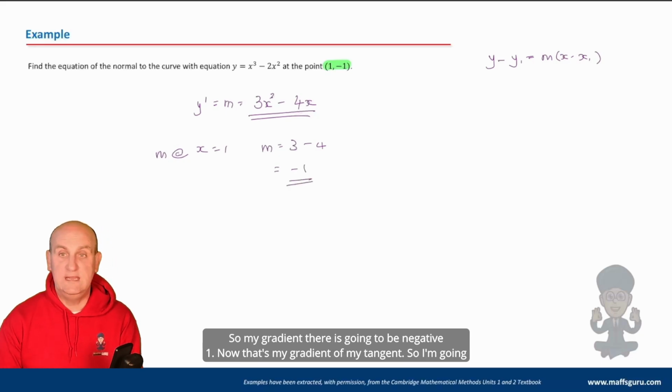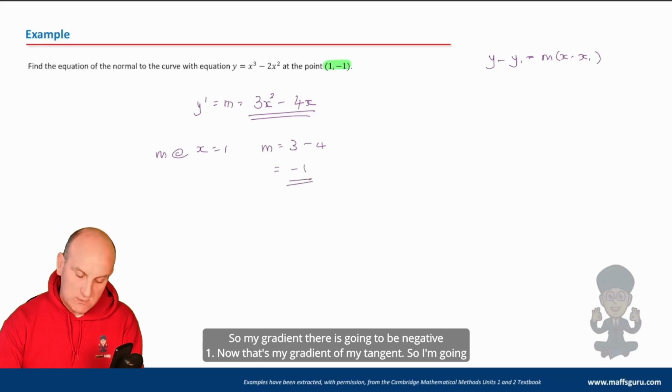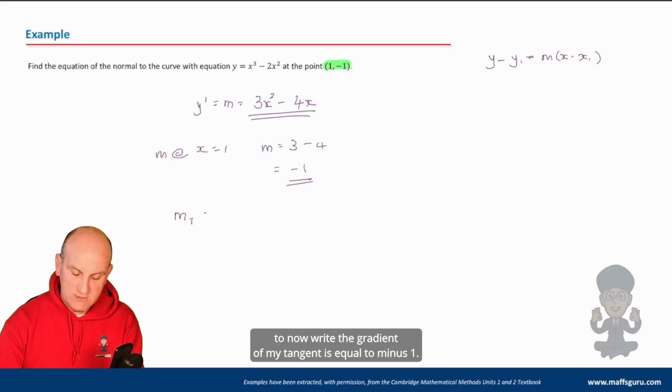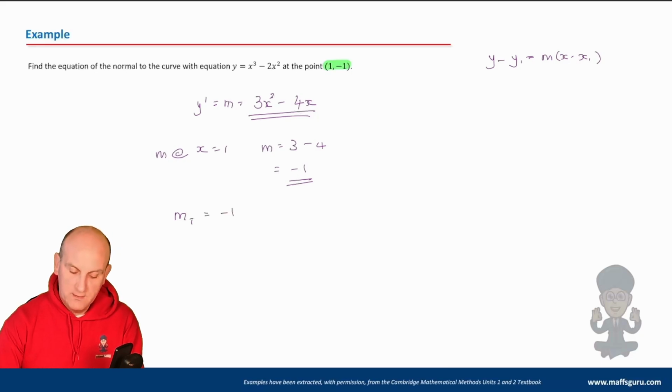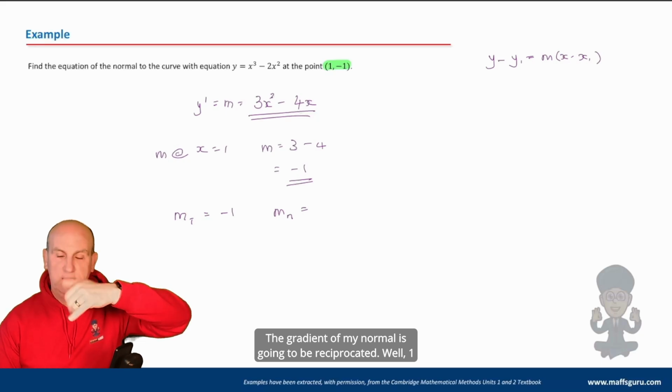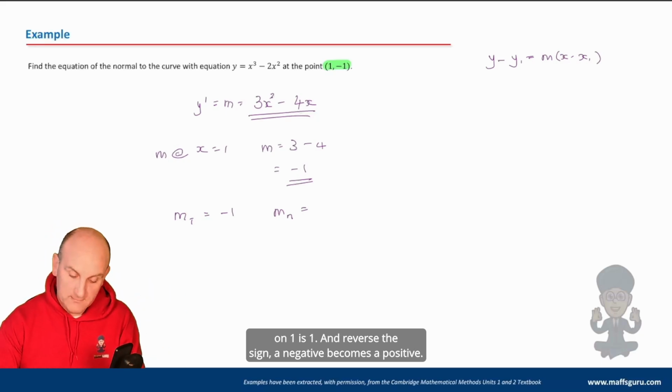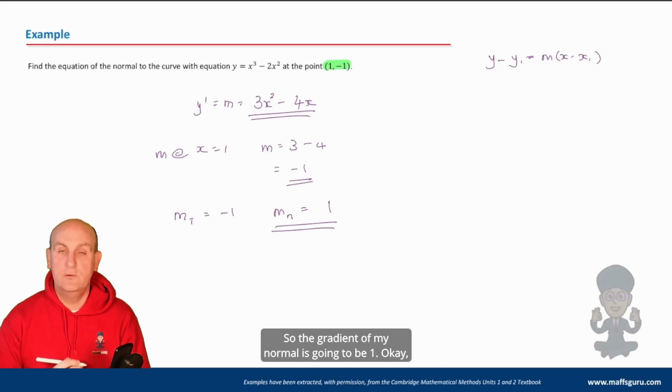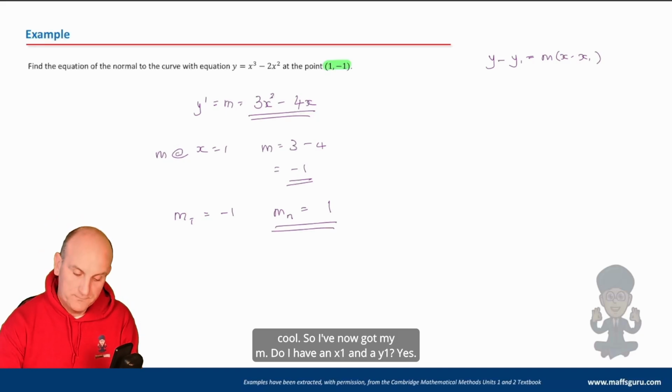Now that's my gradient of my tangent. So I'm going to now write the gradient of my tangent is equal to -1. The gradient of my normal is going to be, reciprocate it. Well, 1 on 1 is 1. And reverse the sign, a negative becomes a positive. So the gradient of my normal is going to be 1. Okay, cool. So I've now got my m.